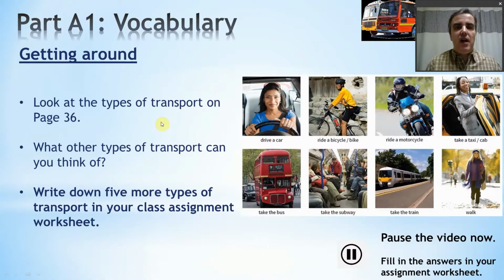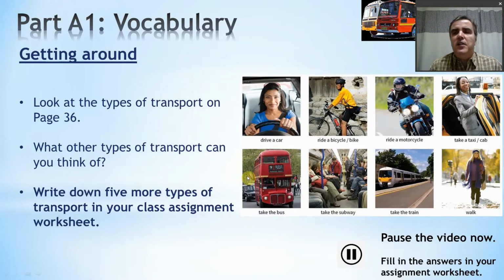So let's start. Now, the first thing we're going to think about is transport or getting around. So in your textbook on page 36, we have 8 different examples of types of transport. We've got drive a car, ride a bicycle, ride a motorcycle, take a taxi, take the bus, take the subway, take the train, or walk. So there are 8 good examples of types of transport. But there are many, many other types of transport.